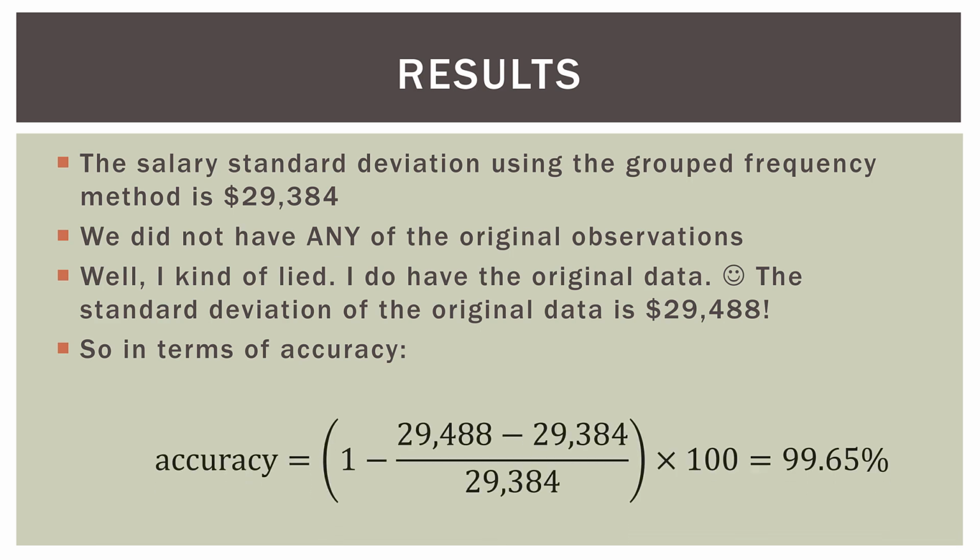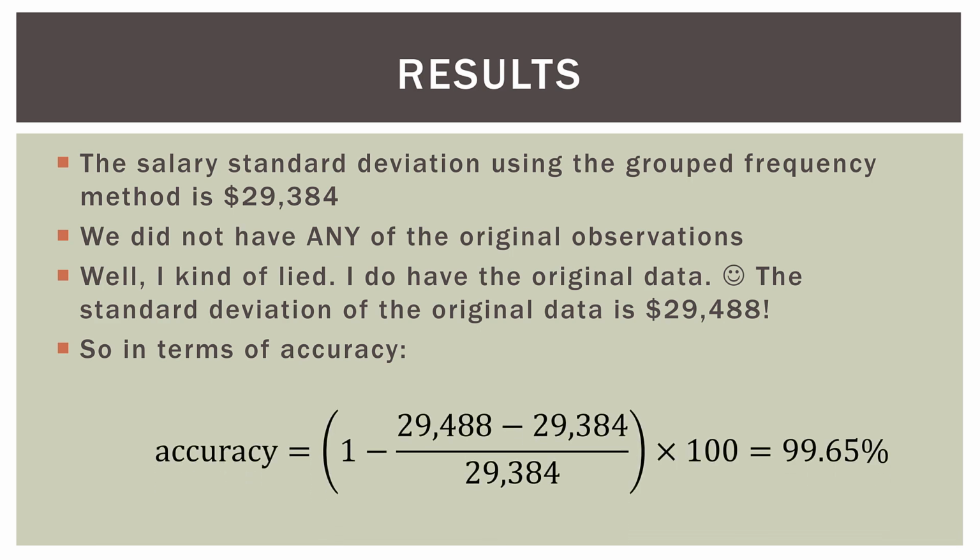So in terms of accuracy, this is a very quick and rough calculation for accuracy. We can see that we are about 99.65% accurate when using the standard deviation from the grouped frequency method there at the top to the actual standard deviation we have down here in the middle. That is extremely close when we're only using grouped frequencies or a histogram.